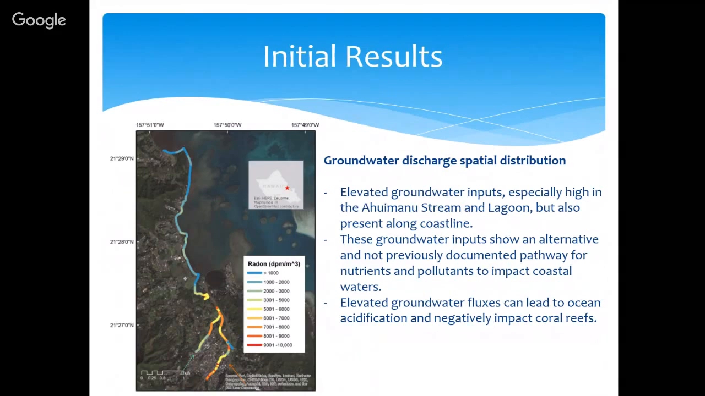I guess another reason to think about why this may be important is that Kaneohe Bay has a barrier reef, and elevated groundwater fluxes in other areas have shown that this can lead to ocean acidification and negatively impact these reefs. So it's a very important quantity to characterize.